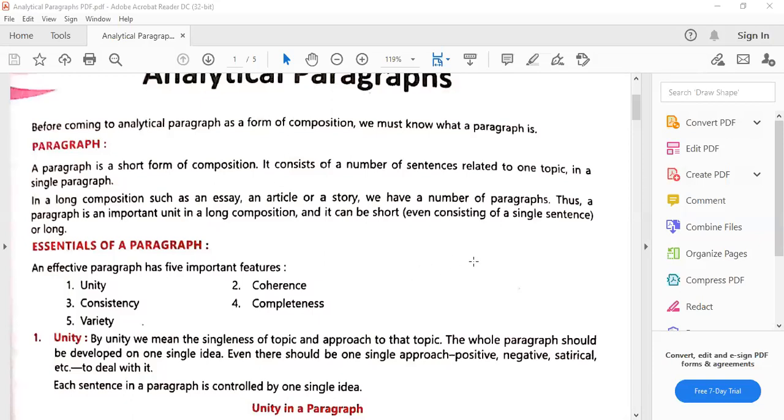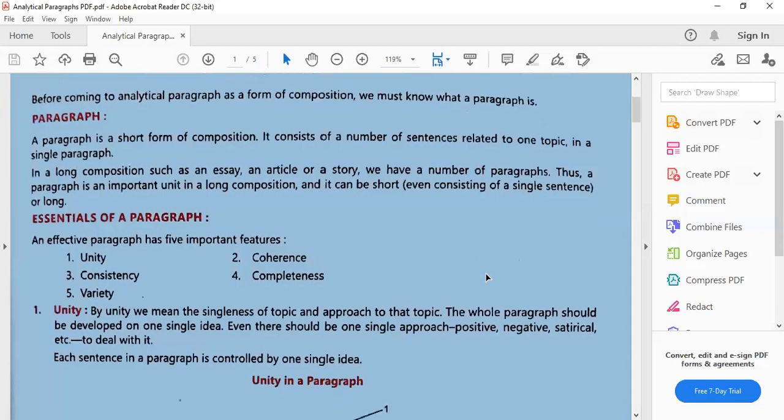So we have seen that a paragraph is a short composition which has only one paragraph, whereas in a long composition like essay, article, or story, we have a number of paragraphs. So paragraph is an important unit of the writing skill. What are the essential features or the things that you need to keep in mind while writing the paragraph?